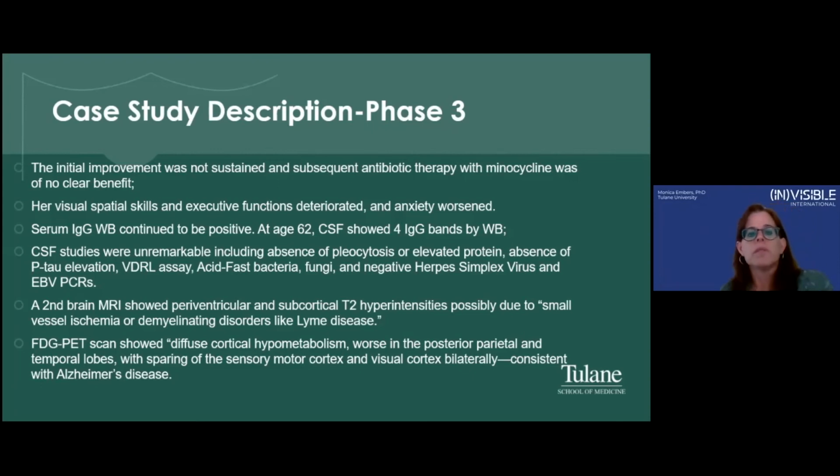CSF studies were unremarkable, including the absence of pleocytosis or elevated protein, absence of p-tau elevation, VDRL assay, that's for syphilis, acid fast bacteria, fungi, negative herpes simplex virus, and EBV PCRs. A second brain MRI showed periventricular and subcortical T2 hyperintensities, possibly due to small vessel ischemia or demyelinating disorders like Lyme disease. FDG PET scan showed diffuse cortical hypometabolism, worse in the posterior parietal and temporal lobes, with sparing of the sensory motor cortex and visual cortex bilaterally, which is consistent with Alzheimer's disease.